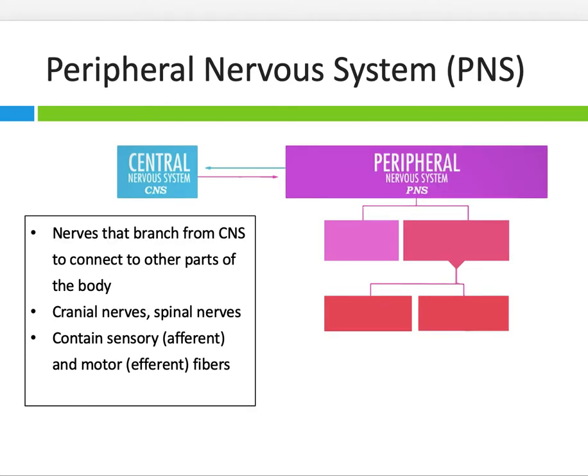The peripheral nervous system is the nerves that branch from the central nervous system to connect to the other parts of the body. This includes 12 cranial nerves and 31 pairs of spinal nerves. Your cranial nerves come directly from the brain. They're responsible for many different sensory and motor functions, including things like eye movement, tongue movement, taste, and pupil reaction.